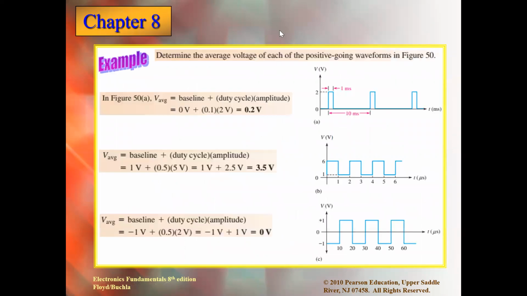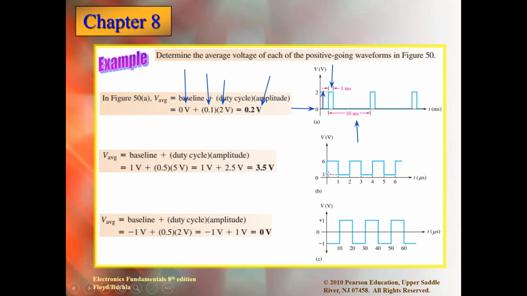So look now at the questions. In this example, determine the average voltage of each of the positive-going waveforms shown here. The formula, we know, is V average equals baseline plus duty cycle times amplitude. Baseline, that is, where it is starting. You can see here it is starting at 0. This is the baseline. Duty cycle: we know that the pulse width is 1 millisecond and the time period is 10, so the duty cycle is 0.1. And how much is the amplitude? You can see 2, so you multiply by 2. The answer is 0.2 volts.